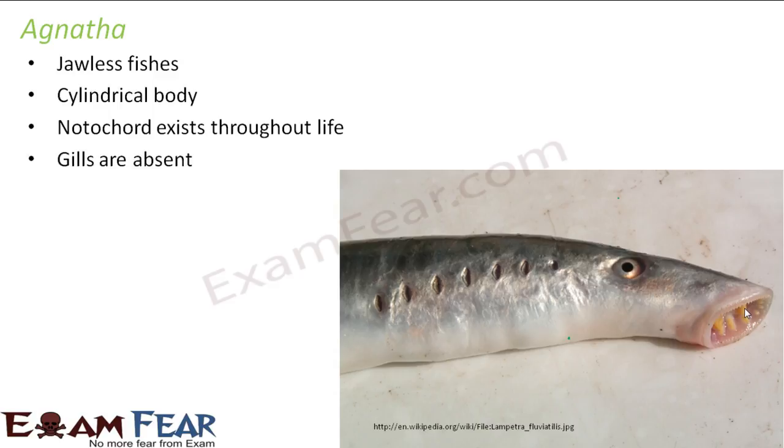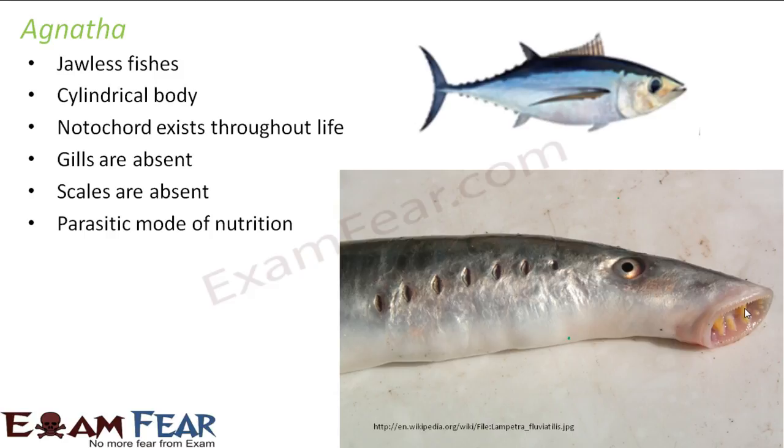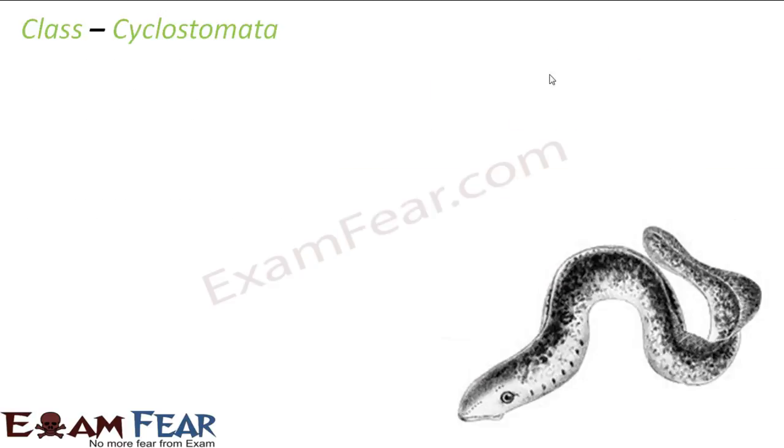Gills are absent, as you can see here. Scales are absent. On the body of fishes, you can see those scales, right? But here you do not see those scales. Parasitic mode of nutrition, that is, they feed on other aquatic small organisms. If you compare it with a normal fish, what are the things that are missing? The fins are missing. Gills are missing. They do not have a jaw as well. So this is Agnatha.